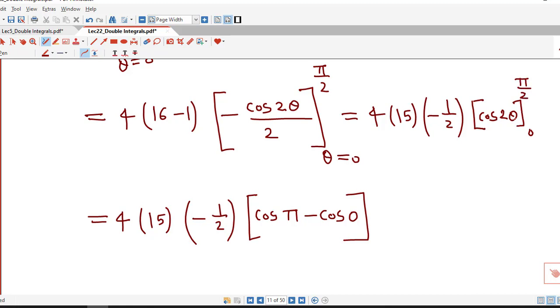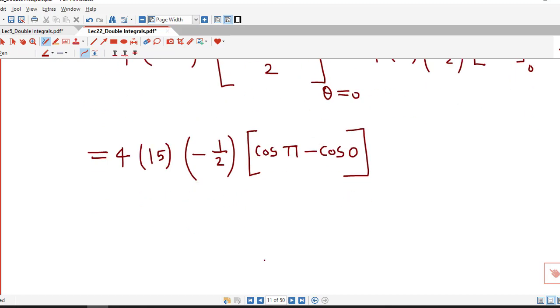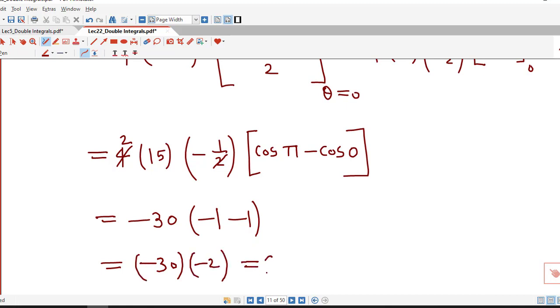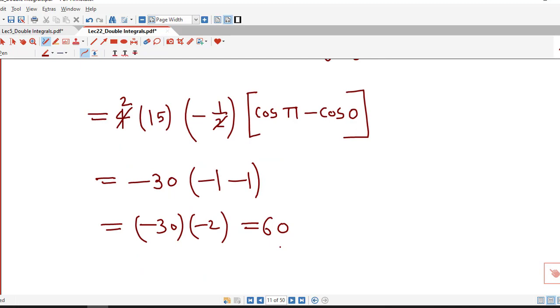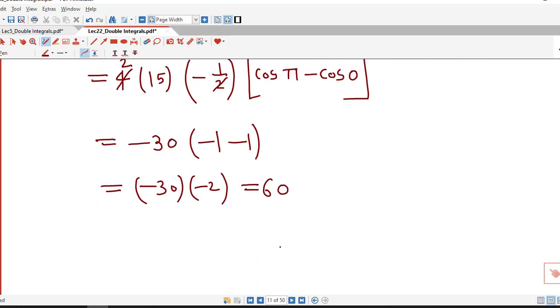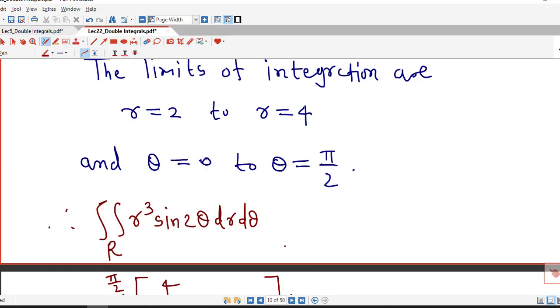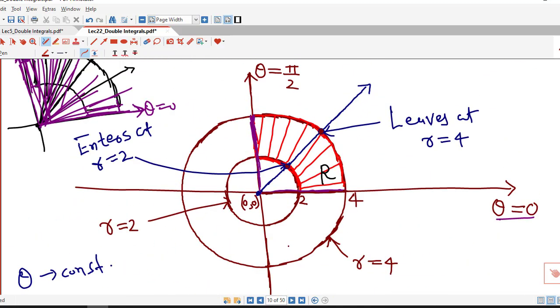So when theta is pi by 2, the 2 will cancel out, giving cos pi, and then theta equal to 0, and this 2 will cancel out with this 2. So we have minus 15 into 2, that is minus 30. Cosine of pi is minus 1, and this is also minus 1. So this is going to be minus 30 into minus 2, that is going to be 60. So in this way we can obtain the value of the double integral in polar form. It is very easy as compared to Cartesian coordinates.